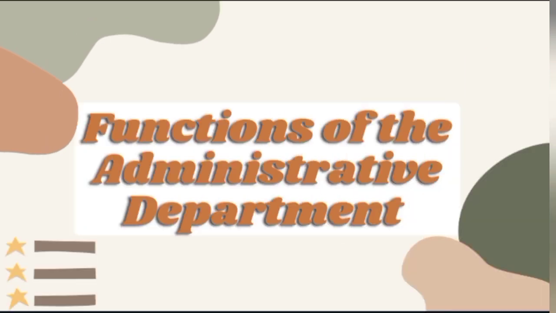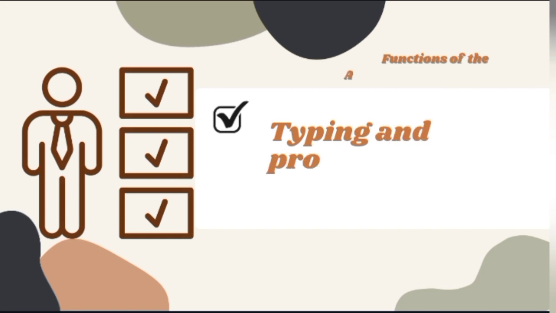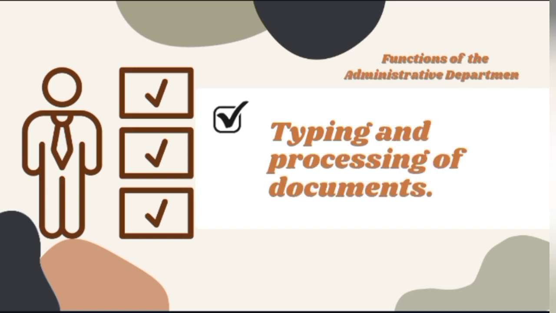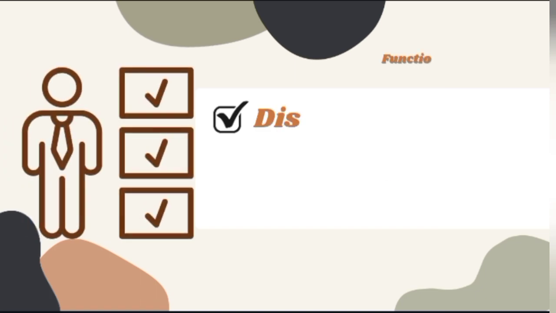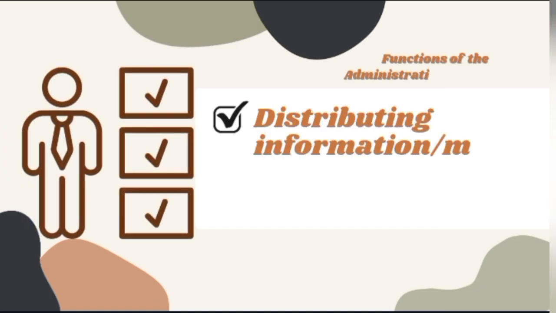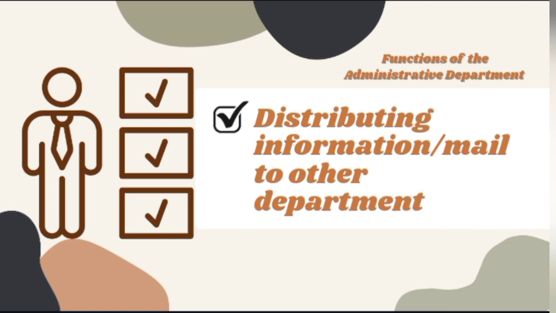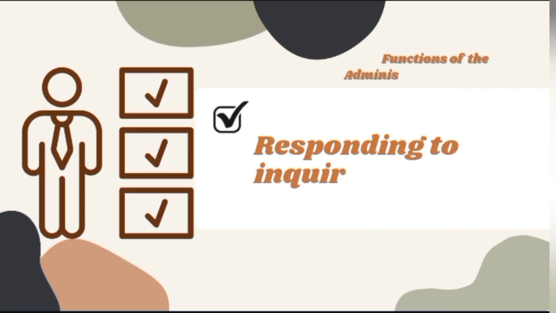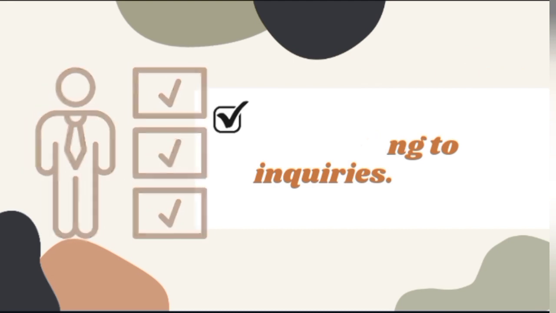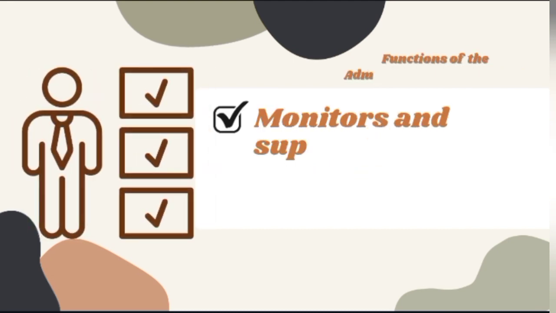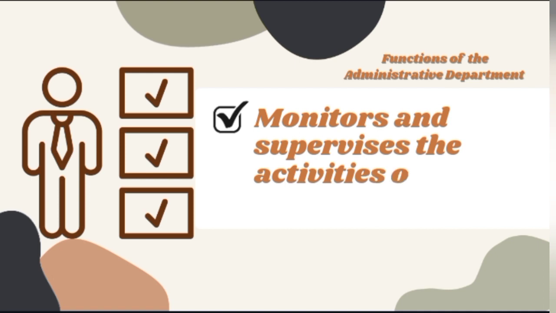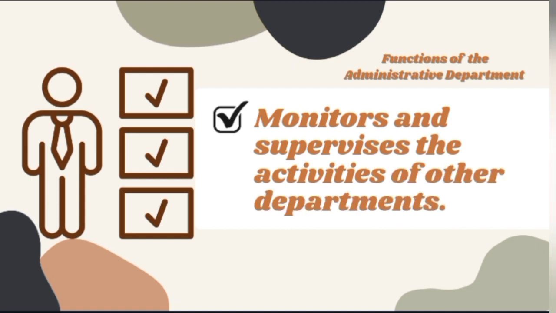Some of the functions of the administrative department are: number one, they type and process documents. Secondly, they distribute information to other departments in the organization. They also respond to queries or inquiries from customers. And lastly, they monitor and supervise the activities of other departments. So these are some of the functions of the administrative department.